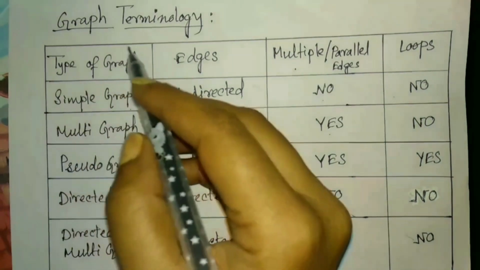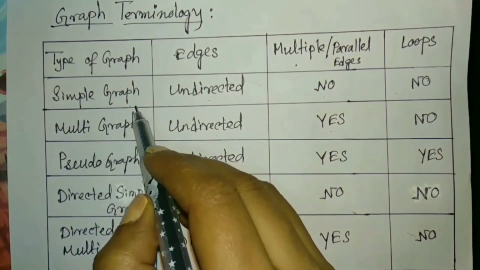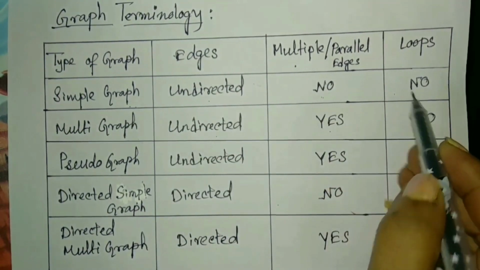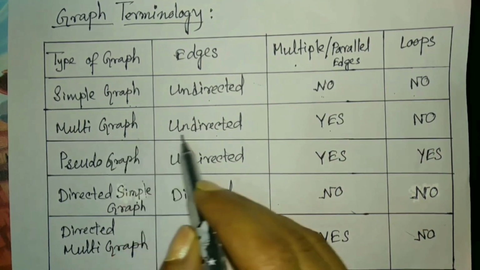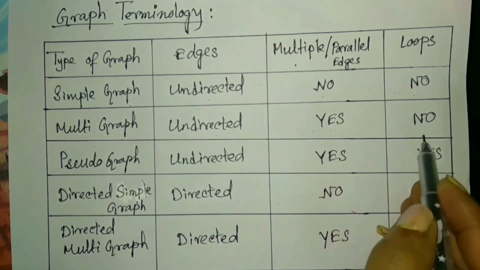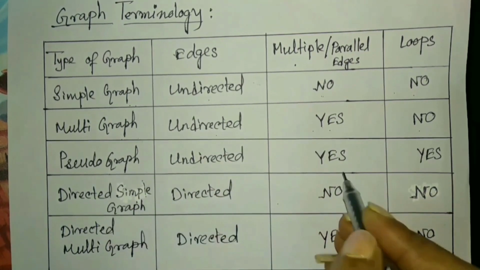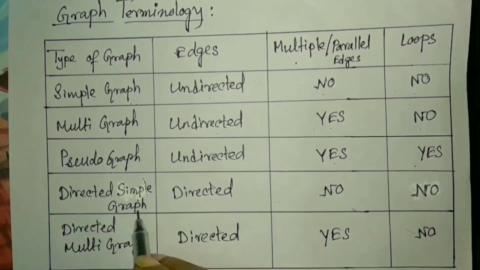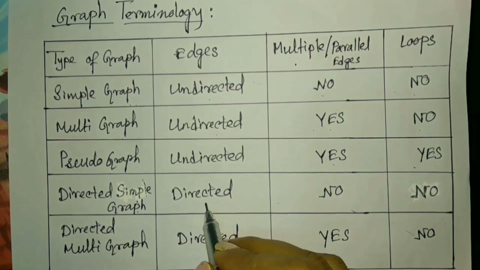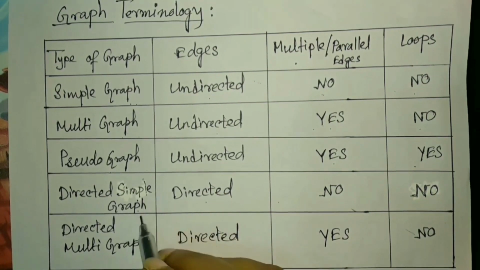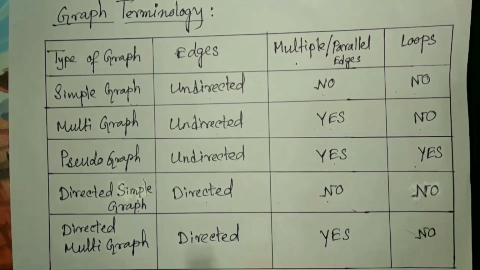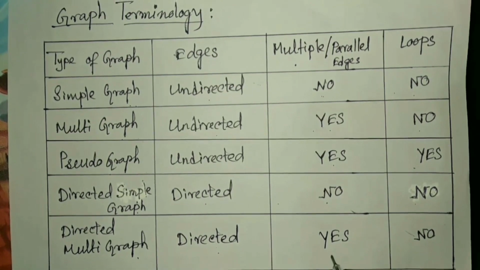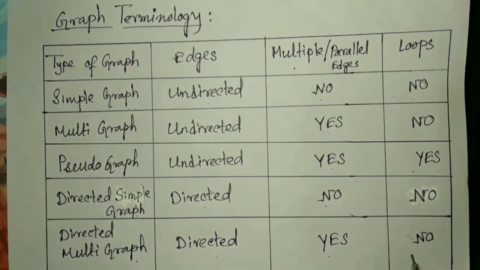So there are some graph terminologies. A simple graph is undirected and has no parallel edges and no self loop. A multigraph has parallel edges but no self loop. A pseudograph has parallel edges as well as self loops. Then the directed simple graph. Directed means the particular direction of the edge is provided. A directed simple graph has no parallel edges and no self loop. A directed multigraph means the edges are directed and it has parallel edges but no self loop.